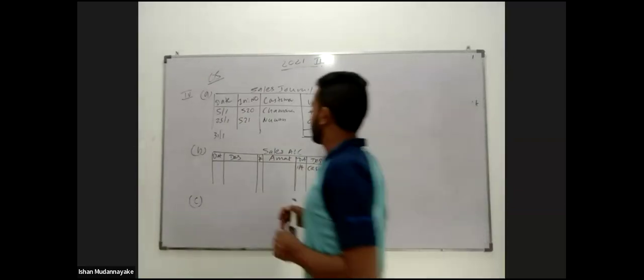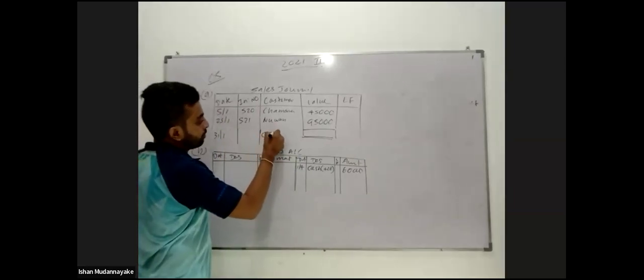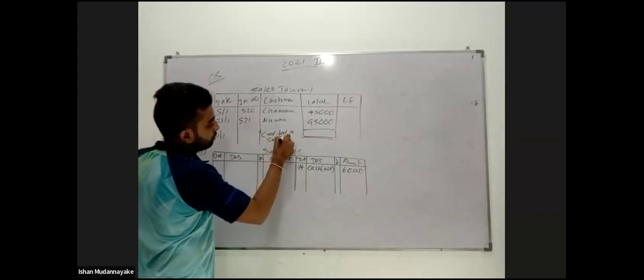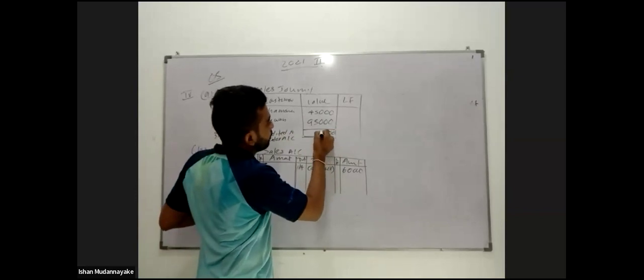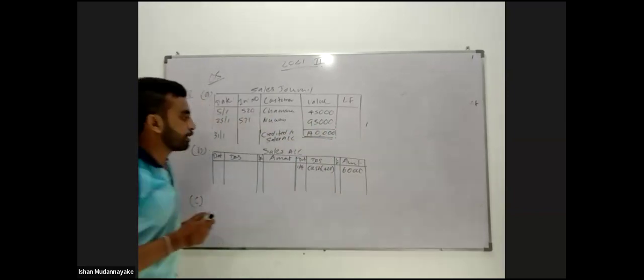31st January. Total amount of the sales journal is credited to the sales account. That is the sales account, right? Total amount how much? 140,000. Credit on sales account 140,000.